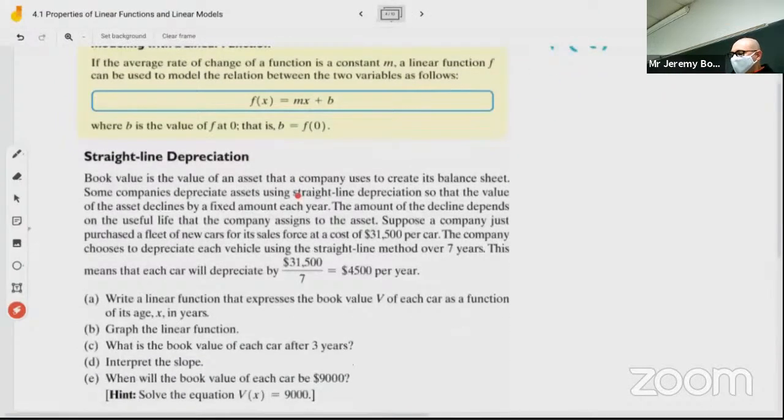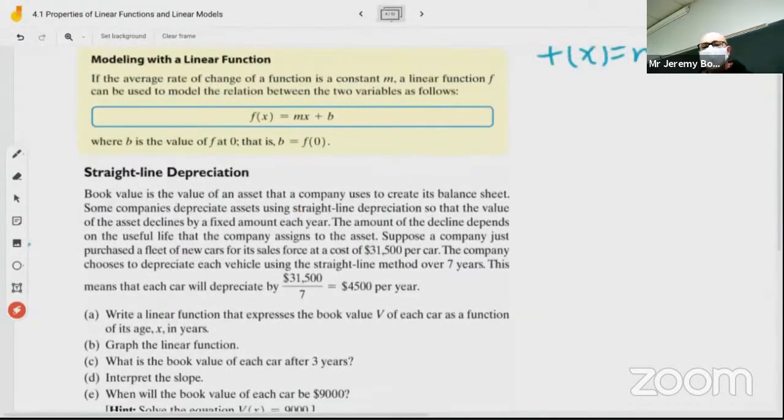So one of the things that we can use linear functions to model is straight line depreciation. Straight line depreciation is an accounting method of calculating the value of an item. Book value is the value of an asset that a company uses to create its balance sheet. Some companies depreciate assets using straight line depreciation so that the value of the asset declines by a fixed amount each year.